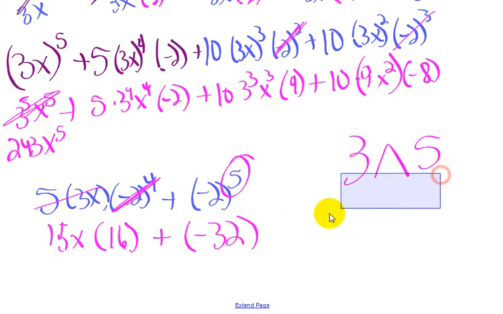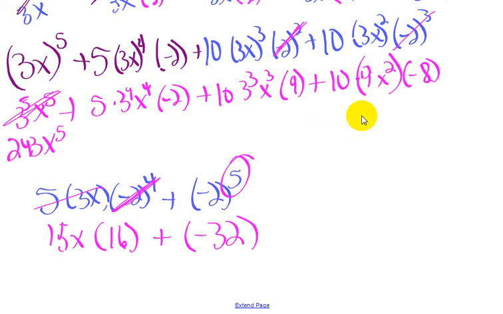And let me delete this right there. All right, and the next one, we've got 5 times -2 times 5. That's going to be a -10 times 3 to the 4th. And 3 to the 4th is going to be 81. So that's going to be -810 x to the 4th. Okay, so that one's done.